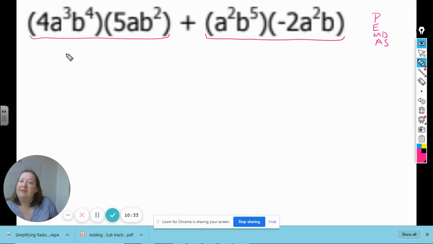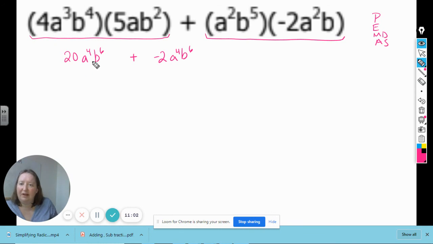4 times 5 is 20. A to the third plus 1 is a to the fourth. B to the fourth and b to the second. Okay, then plus, what do we have over here? I have a 1, basically, and a -2. So -2. A to the, there's 2, 3, 4. And then b to the fifth and one more, b to the sixth.